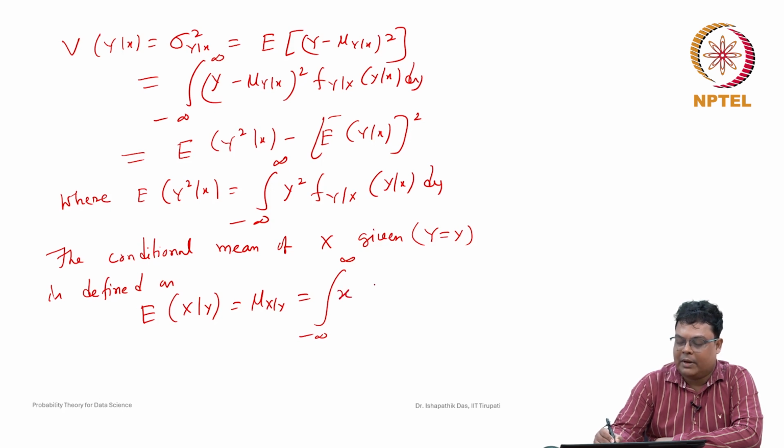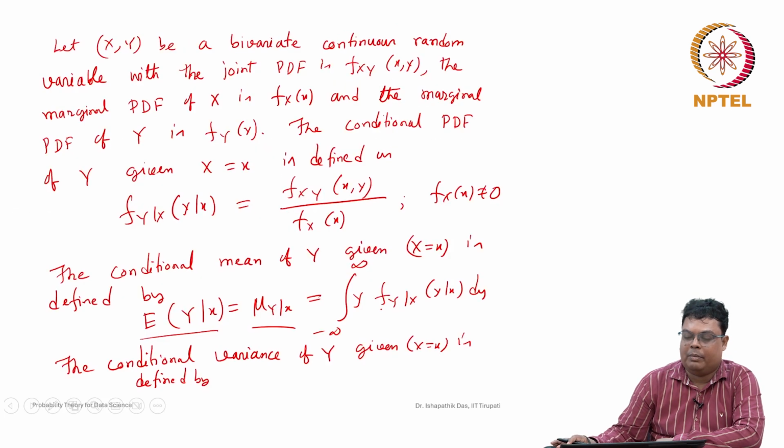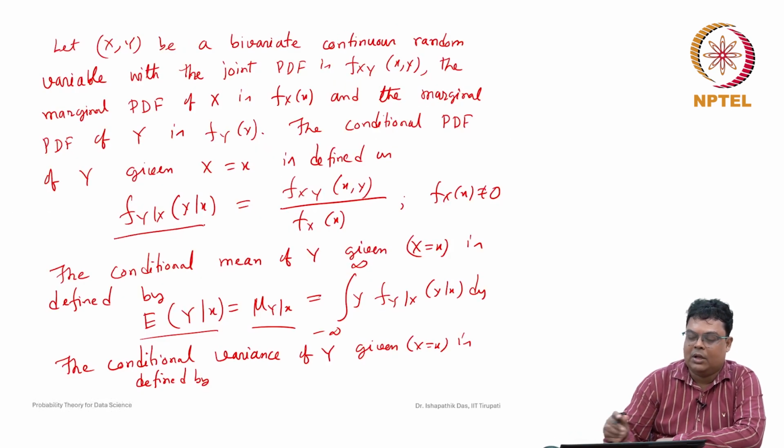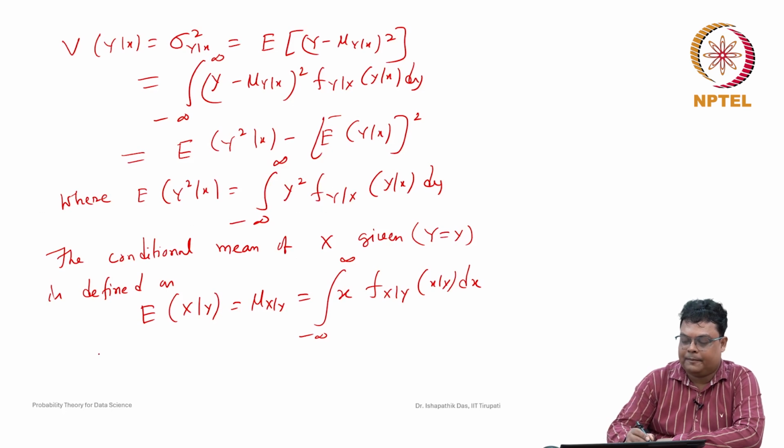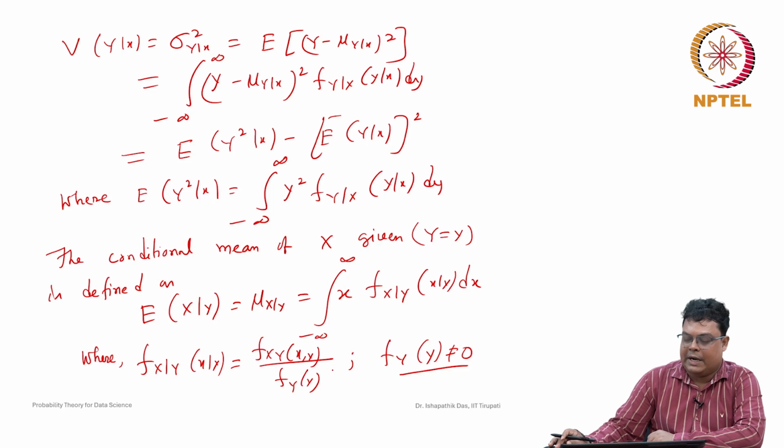This is the integral of x multiplied by the conditional probability density function of x given y, dx. Here I had written the conditional probability density function of y given x. Similarly, the conditional probability density function of x given y is nothing but the joint probability density function divided by the marginal of y, where the marginal should not be equal to 0, otherwise it will be undefined.